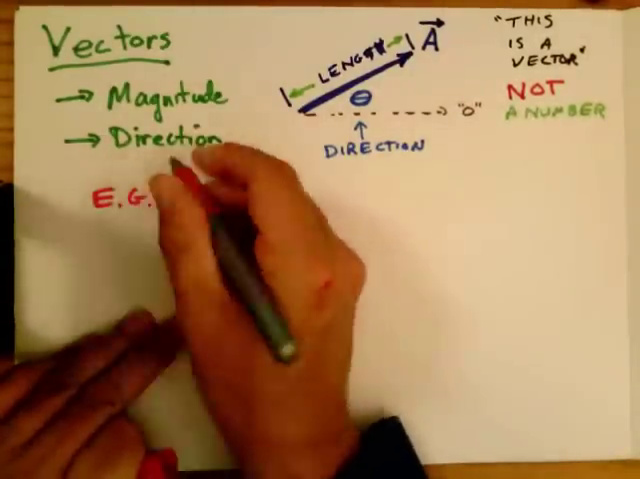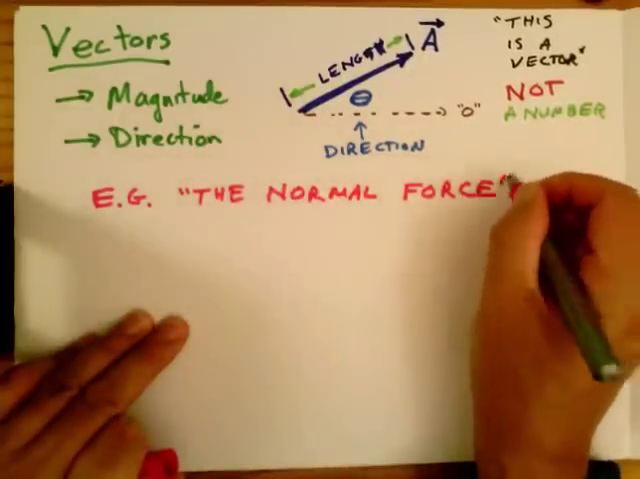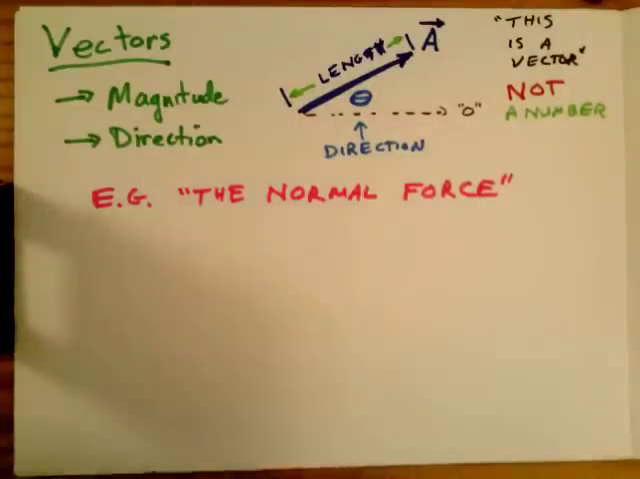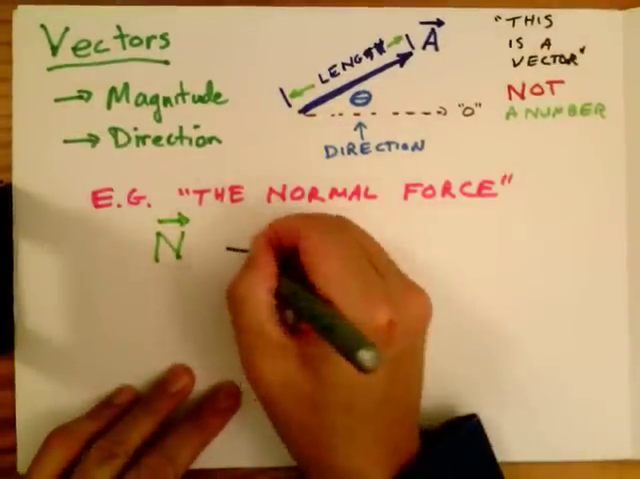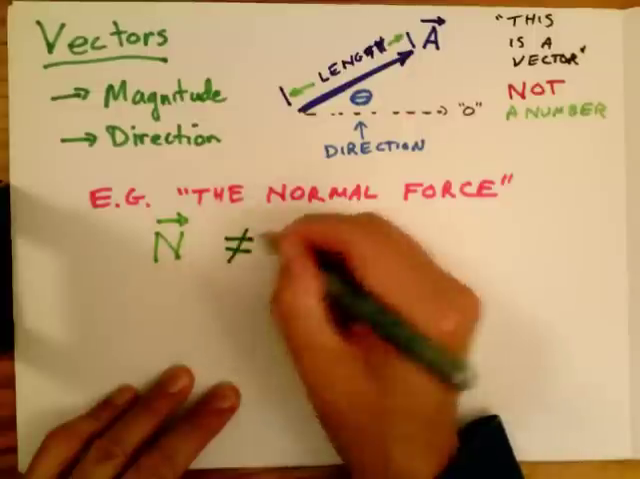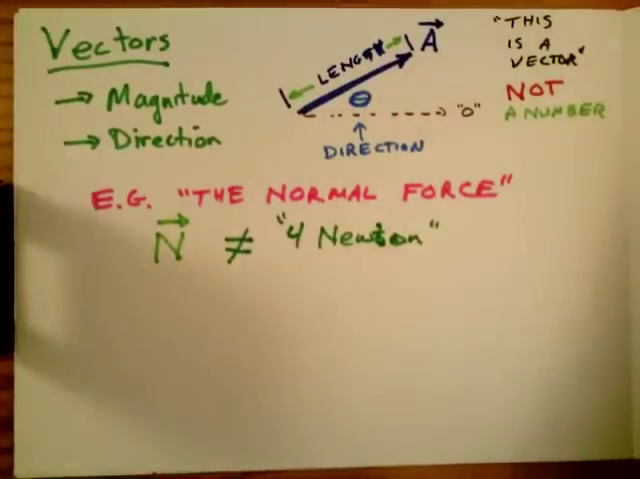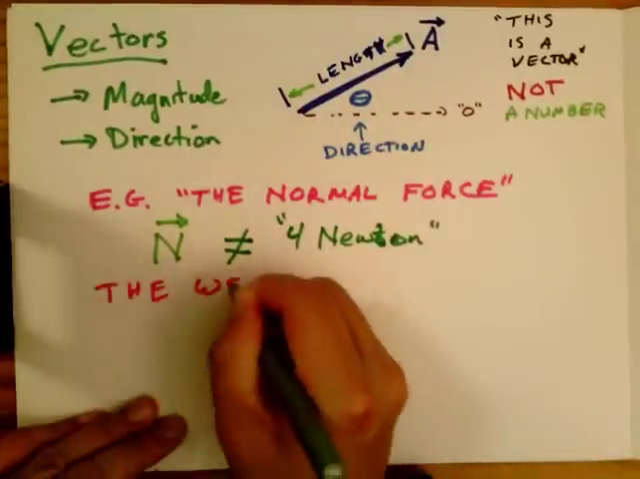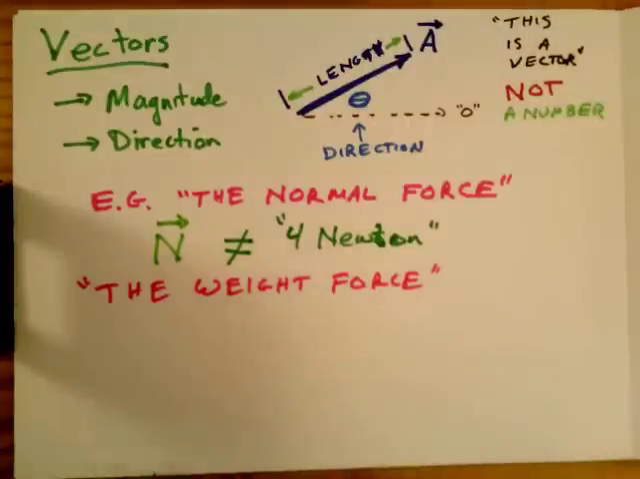So for example, if we talk about something like the normal force, that's a vector. If we write the vector symbol N with an arrow on top of it, we can say that it is a vector. It has, implicitly, both magnitude and direction. So if you imagine saying 4 newtons was the normal force, 4 newtons is not a vector. 4 newtons is just a magnitude.